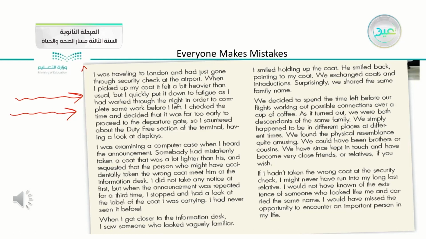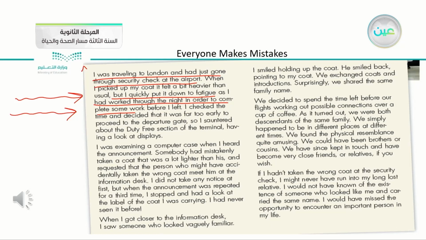He talked about the place, then he talked about what he was doing at that time and what he was feeling. "But I quickly put it down to fatigue, as I had worked through the night in order to complete some work before I left." He talked about his feeling. He talked about the place. "I was traveling to London and had just gone through security check at the airport." And after that, he was talking about what he was doing.